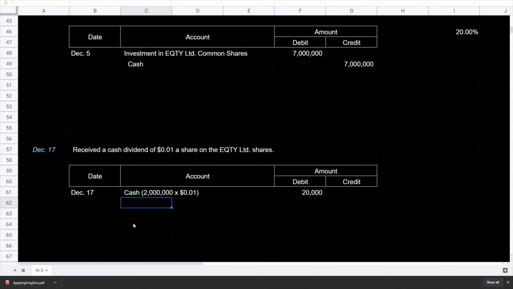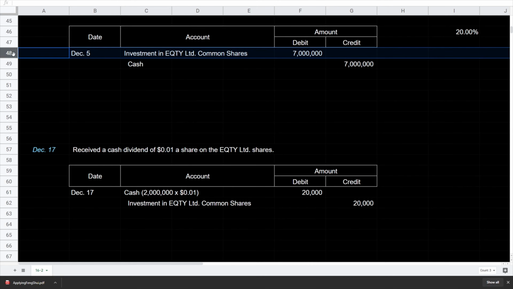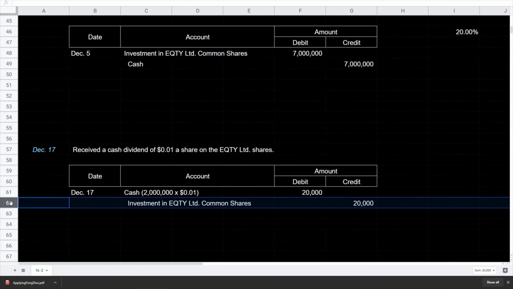That totals $20,000. And the account that's credited is actually the investment account. We'll debit investment in EQTY Limited common shares. Or if you've used an investment in associate account, you would credit that account. We'll credit the account for the same amount. So what's happening here? We set up an investment account in the first transaction, and now we're reducing the investment account in the second transaction.